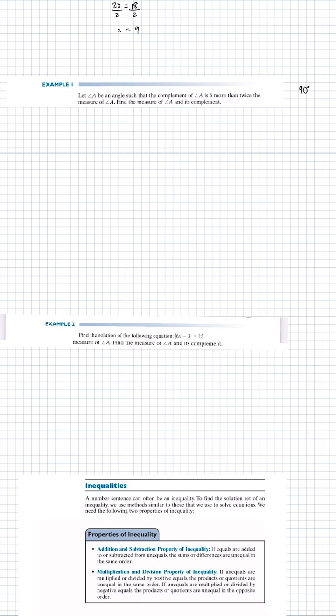Also, let's define our variables. The way that we're going to be defining our variable is x equals the measure of angle A. I can simplify it like that.